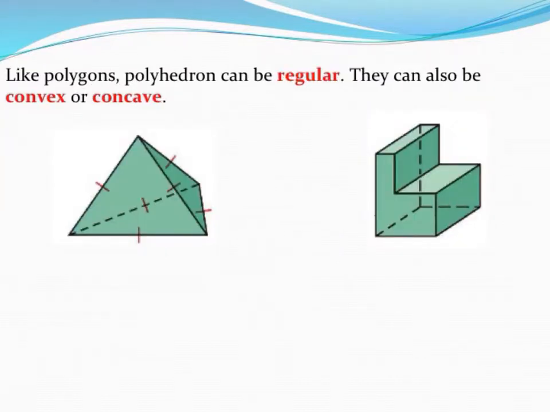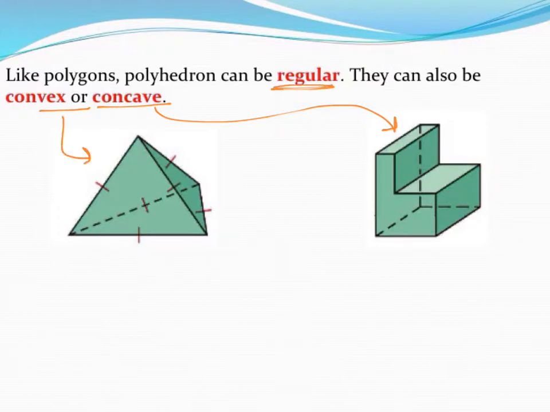Like polygons, polyhedron can both be convex or concave. Recall that concave meant the figure was dented. It had a cave in it. So our concave figure is going to be over here. It's been dented in. Our convex one means no dents in it. So this first picture is convex.